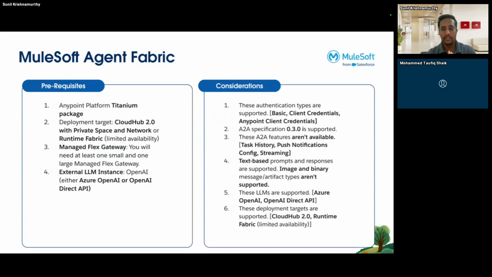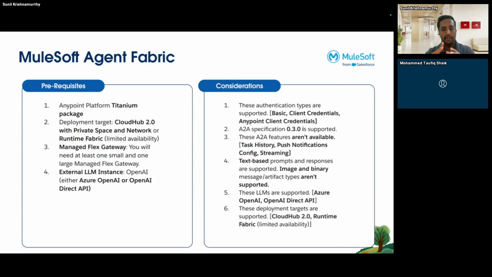You need to understand the prerequisites and considerations for using Agent Fabric. To use Agent Fabric, you need to have a package of MuleSoft. It doesn't come with the free account. Okay. For deployment, you can deploy on CloudHub 2.0 with a private space. You cannot deploy on a shared space. You can also deploy on Runtime Fabric, but documentation says it is limited availability, so I'm not sure more about that. You need to have a managed Flex Gateway. Even this doesn't come free with the free account.